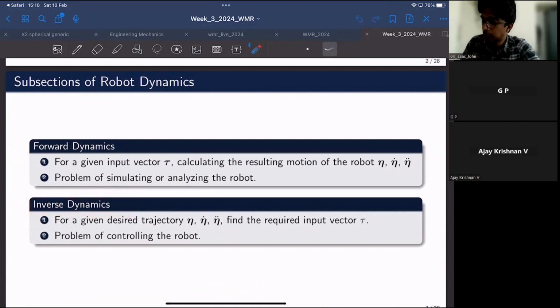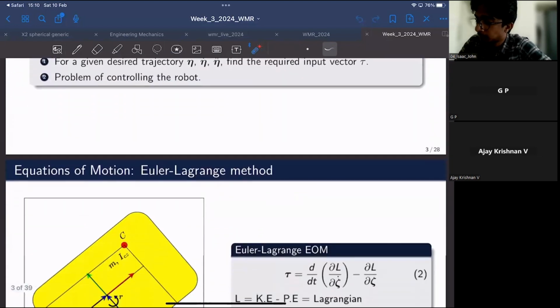And this is equivalent to controlling the robot, right? I hope it makes sense, because we want the robot to track a desired trajectory. What should be the input vector? So that is more or less controlling the robot. So yeah, that is more or less the forward dynamics and inverse dynamics problems.